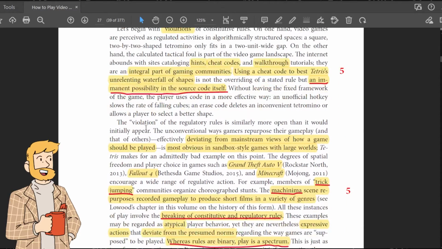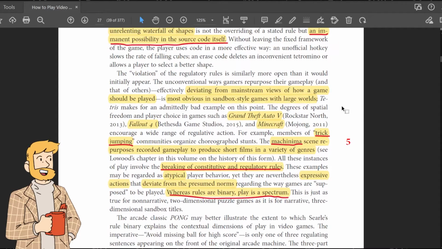And then in this next paragraph, Nohr talks more explicitly about violations of those regulatory rules, those implicit, unspoken rules. And here we see some of those practices that we described in metagaming return. Nohr writes that gaming practices like trick jumping or using recorded gameplay to produce short films, a practice often referred to as machinima, are common play practices that actually go against the typical or socially expected way of playing games, but which are nonetheless very interesting, meaningful, and core elements of gaming culture.